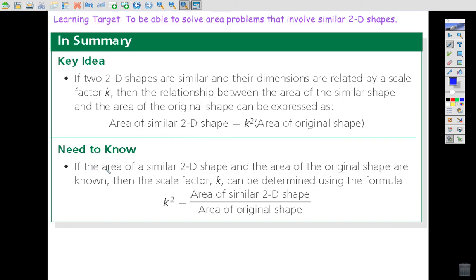What you need to know is if the area of the similar 2D shape and the area of the original shape are known, then the scale factor k can be determined using the formula k squared equals the area of the similar 2D shape over the area of the original shape. And if you look at the algebraic manipulation I did, it's the exact same as this formula. So that's it for chapter 8.4.